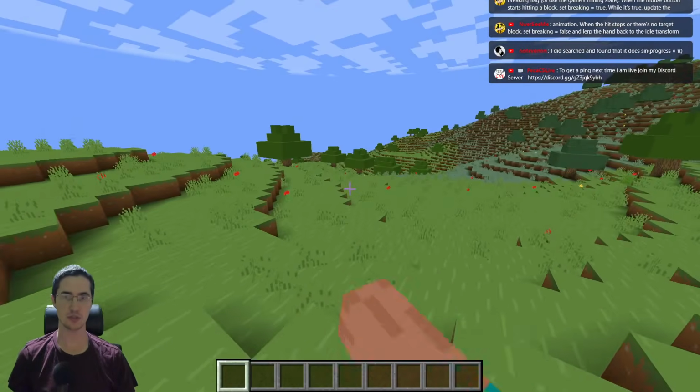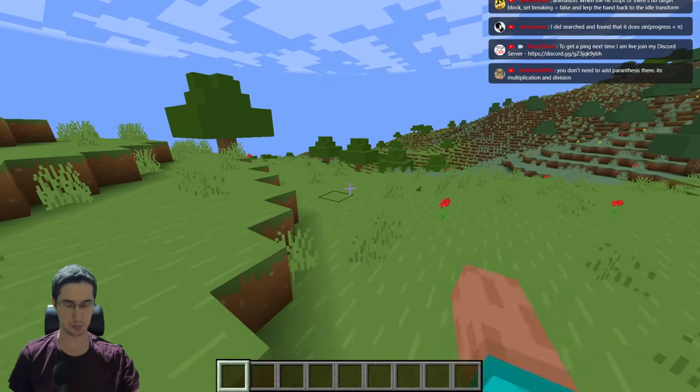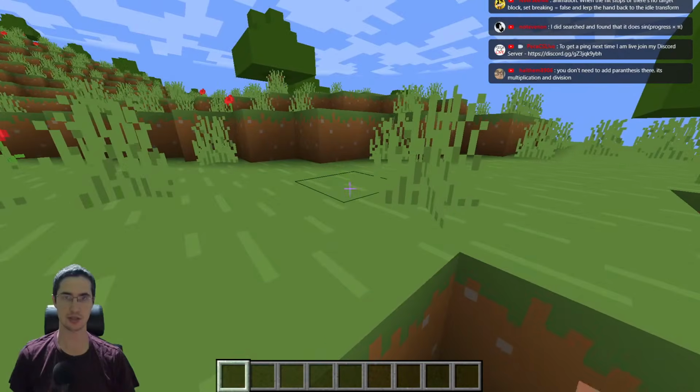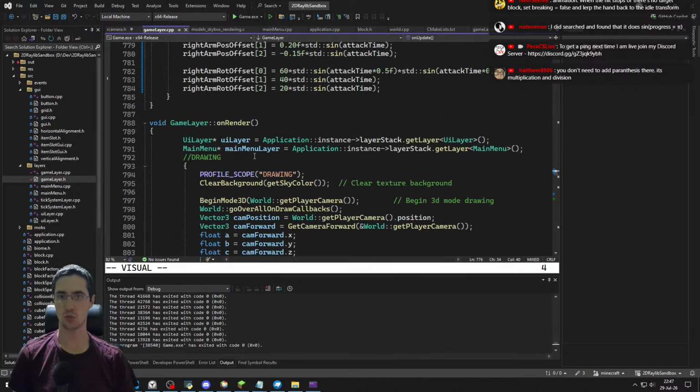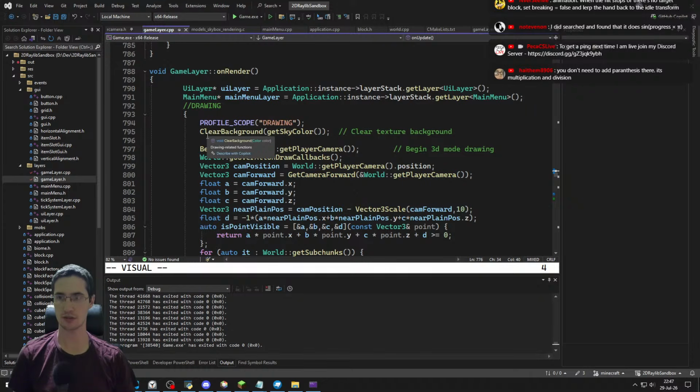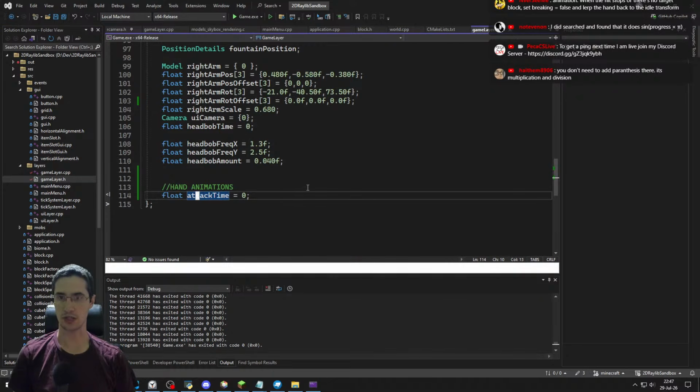Okay, let's play the animation for some amount of time once we press the left click. Let's do that, chat. Let's play the animation when we break a block. So how are we going to do it, chat? Start attack animation false. Or start attack animation to be time.